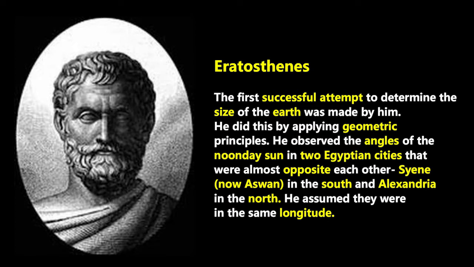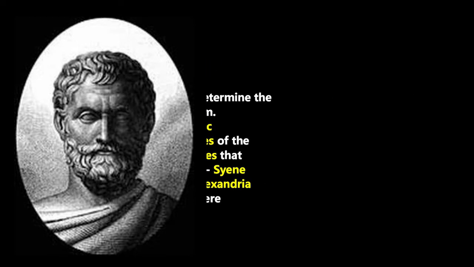Eratosthenes made the first successful attempt to determine the size of the earth. He did this by applying geometric principles. He observed the angles of the noonday sun in two Egyptian cities that were almost opposite each other: Syene, now Aswan, in the south, and Alexandria in the north. He assumed they were on the same longitude.